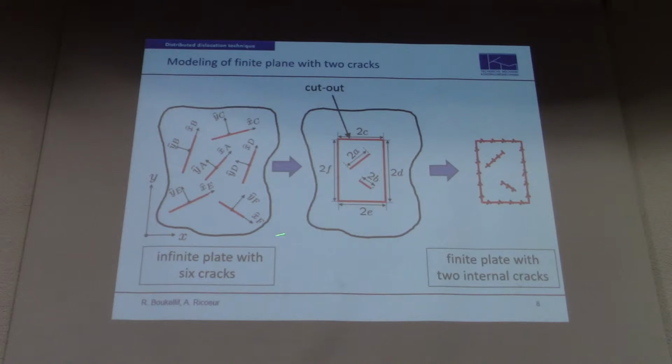We assume an infinite plate with 6 cracks, and with corresponding rotation of 4 cracks, we get then our boundary, and the remaining 2 cracks are our actual cracks. And then we cut out from the infinite plate, and we get then our finite plate with 2 internal cracks. So we can see that the boundaries and the cracks are simulated with distributed dislocations.